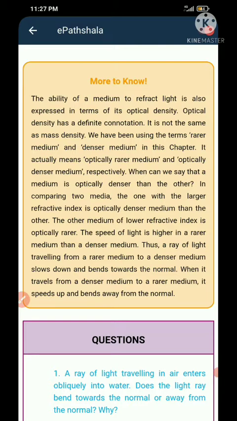When can we say that a medium is optically denser than the other? In comparing two media, the one with the larger refractive index is optically denser than the other. The other medium, with the lower refractive index, is optically rarer. The speed of light is higher in the rarer medium, obviously, and lesser in the denser medium. A ray of light traveling from a rarer medium to a denser medium slows down and bends towards the normal. When it travels from a denser medium to a rarer one, it speeds up and bends away from the normal. Basically, which I already told you.